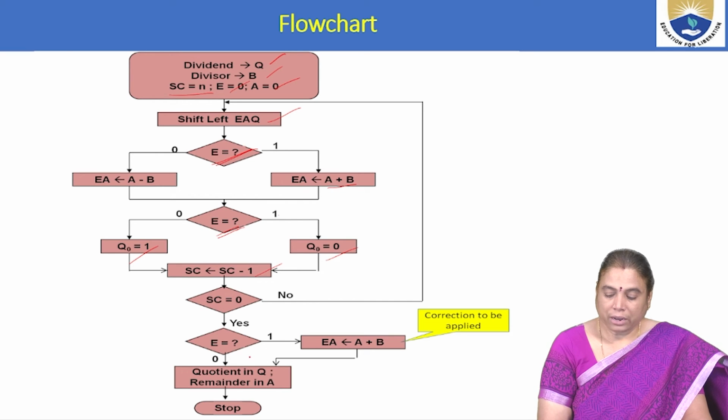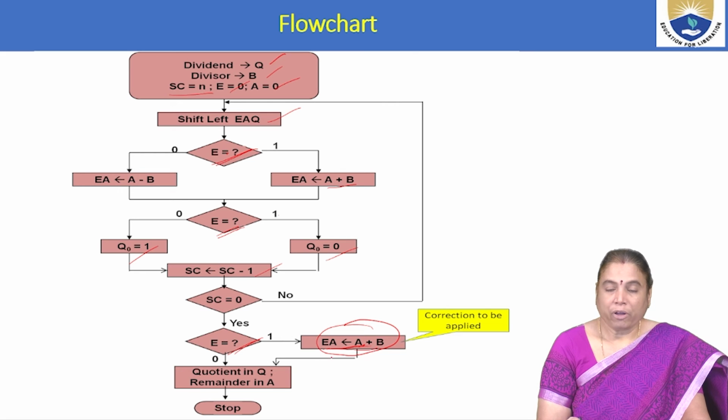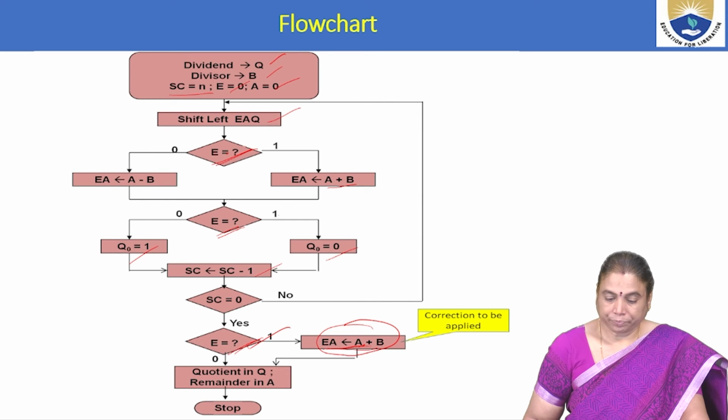Each and every time the E value is compared, and if it is a negative number, then A plus B is performed, the restoring value. So in this way, after observing in the trial subtraction whether it is positive or negative, immediately there itself it is not adding. It is shifting, and in the loop it checks again. There the correction is made in the non-restoring algorithm.